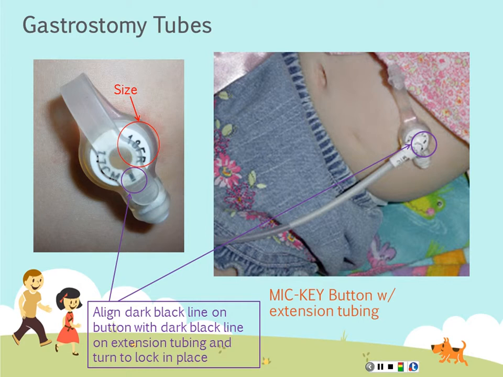So first off on this one, if you look at the red circle, you will see the size. This is actually an 18 French Mickey button. And then you'll see the Mickey button with the extension tubing. The extension tubing and package comes as a package set. They are not disposable, so you always want to keep that extension tubing. If you don't have it, you're not going to be able to administer meds or feeds into the patient's button.